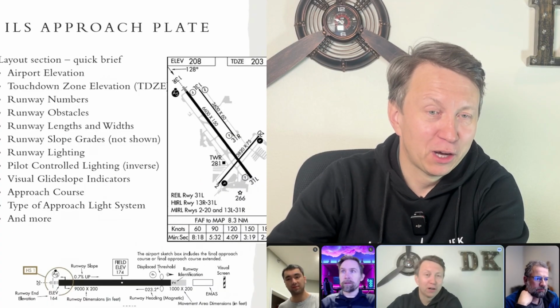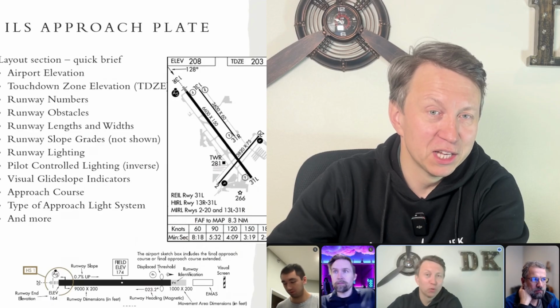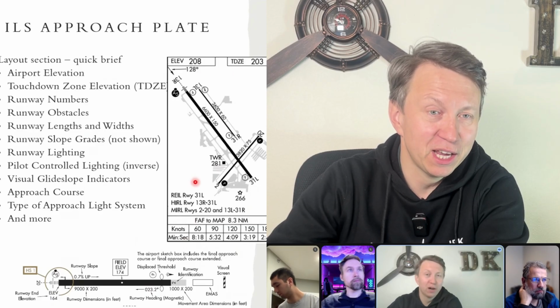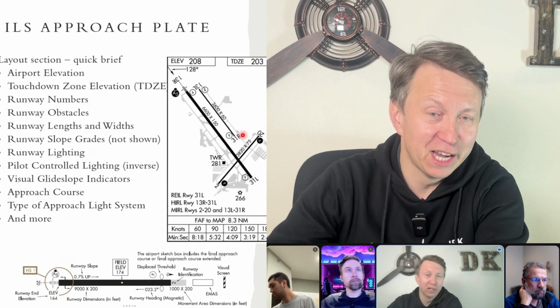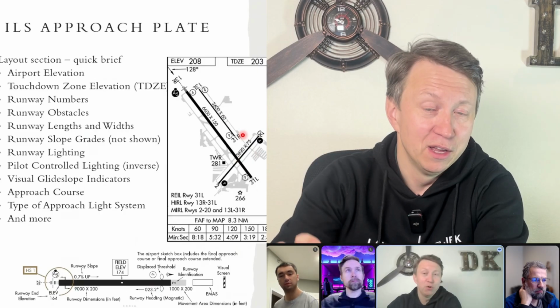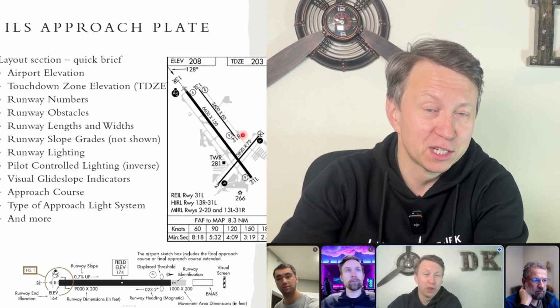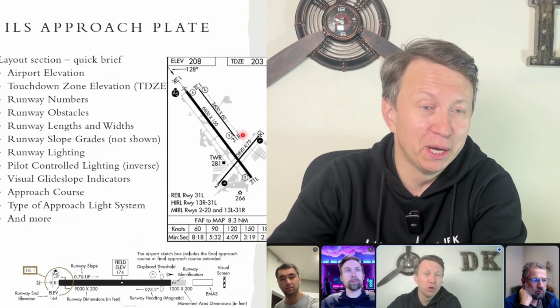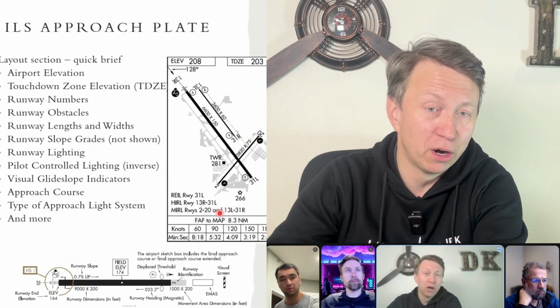Okay, a couple more approach plate details. The ILS approach plate has an airport layout section. It's a tiny little square, but it surprisingly packs a lot. Do you have to brief all this, going through every detail? Probably not, but a few things would really matter.